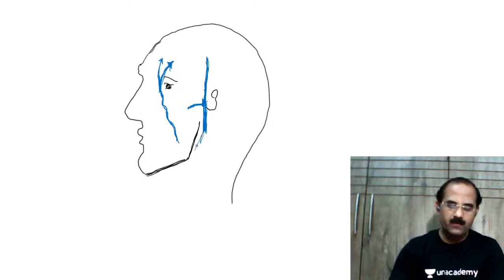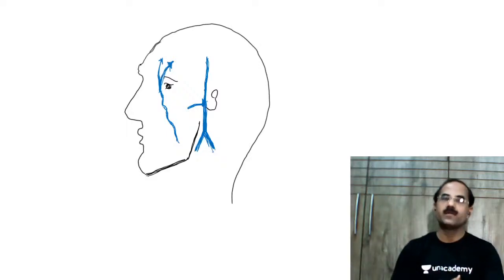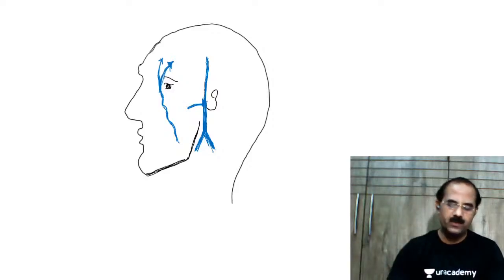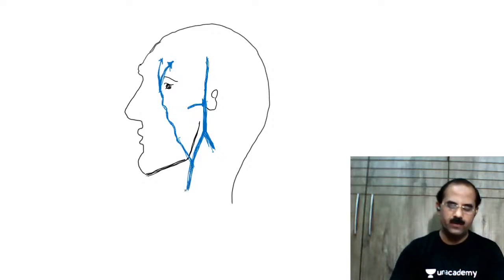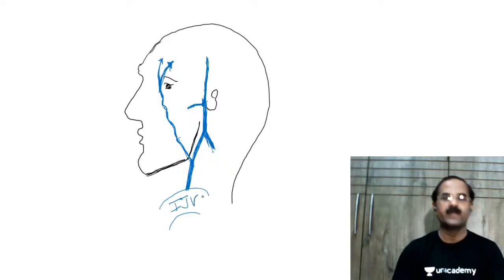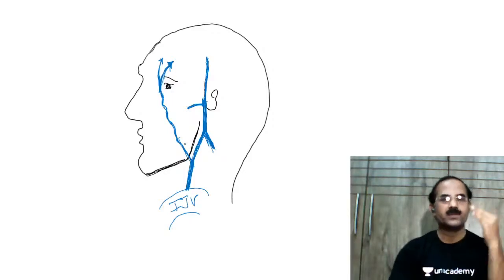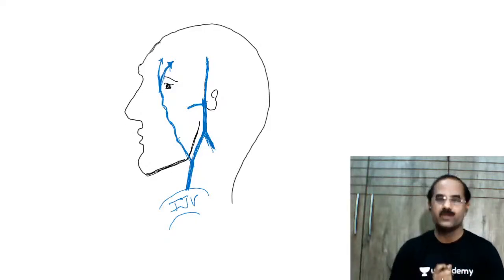Now this retromandibular vein divides into two divisions, anterior and posterior divisions, in the parotid gland. The anterior division joins with the facial vein and forms the common facial vein, and this common facial vein drains into the internal jugular vein. Clear? So the anterior division of the retromandibular joins with the facial to form the common facial vein, and this common facial vein drains into the internal jugular vein.